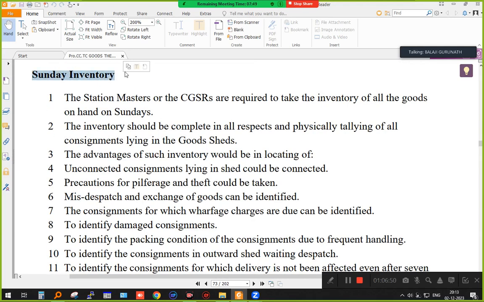Sunday stock or Sunday inventory. What is Sunday stock or Sunday inventory? This is the book in which the CGSR or the CPSR takes down the details of every consignment available with him weekly once on a Sunday. Now, can anybody tell why this is being done? Kind of a stock check. Pardon? Kind of a stock check, sir. Yeah, stock check for what purpose?